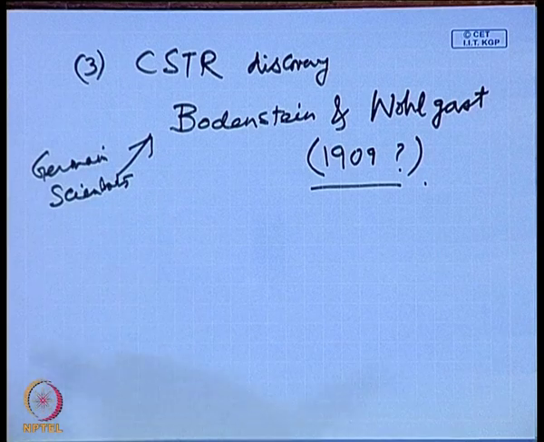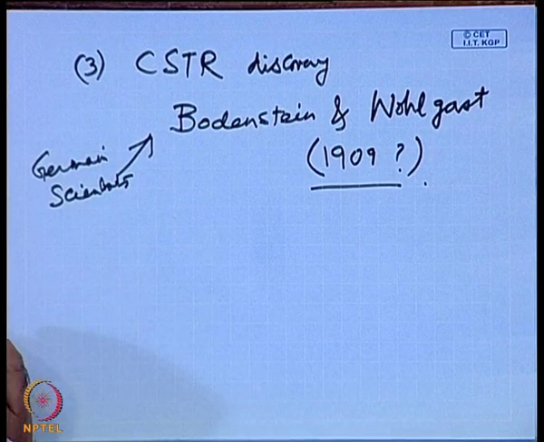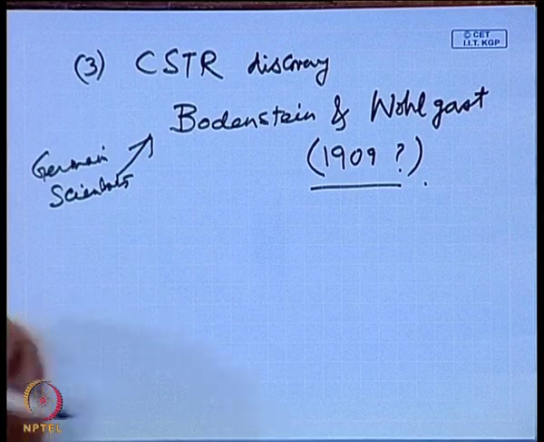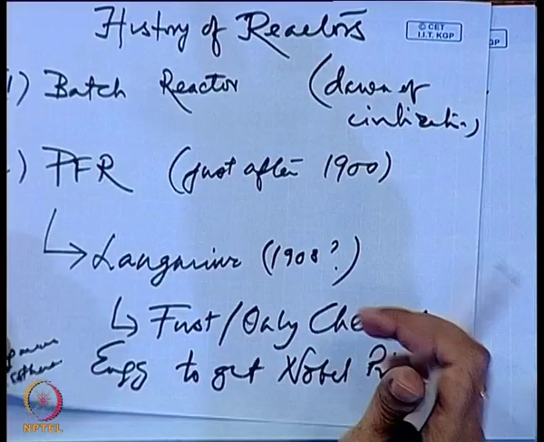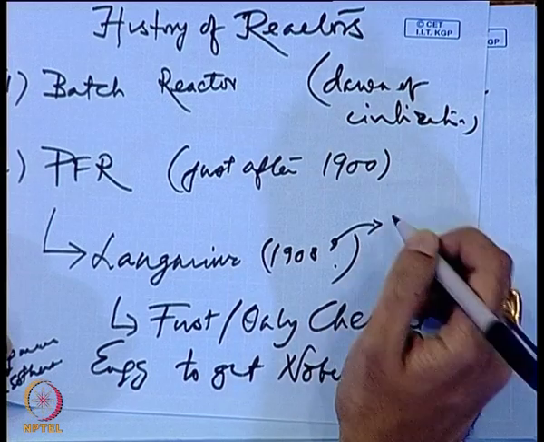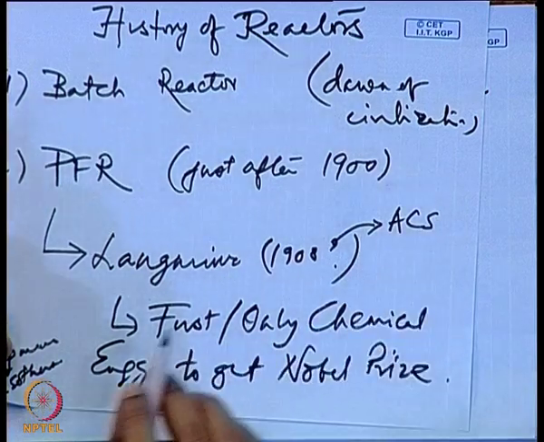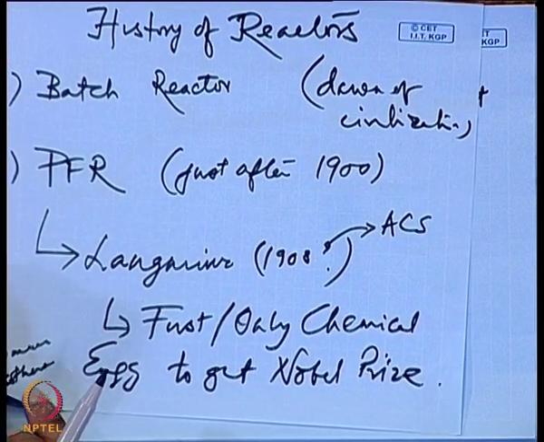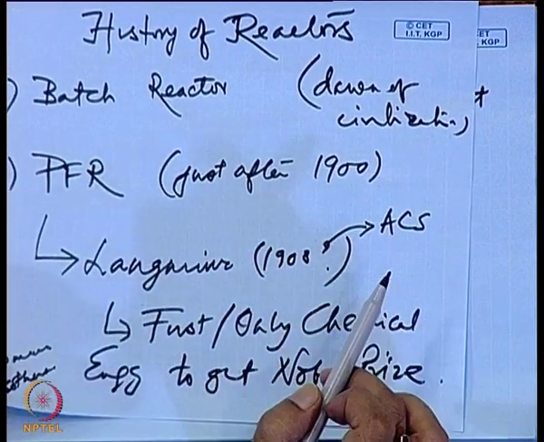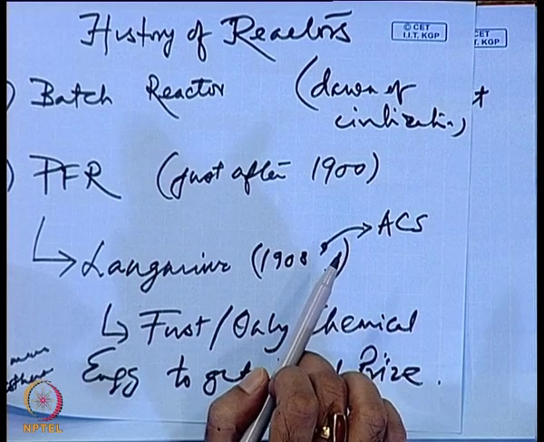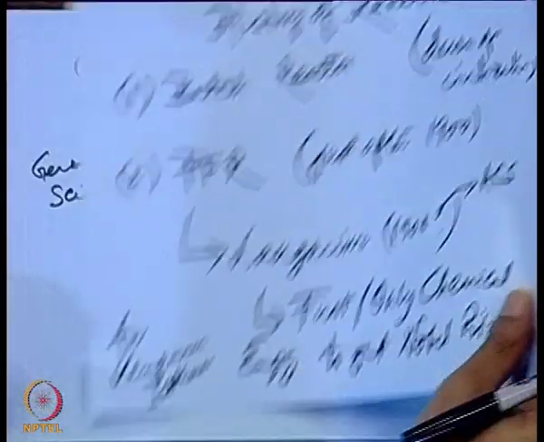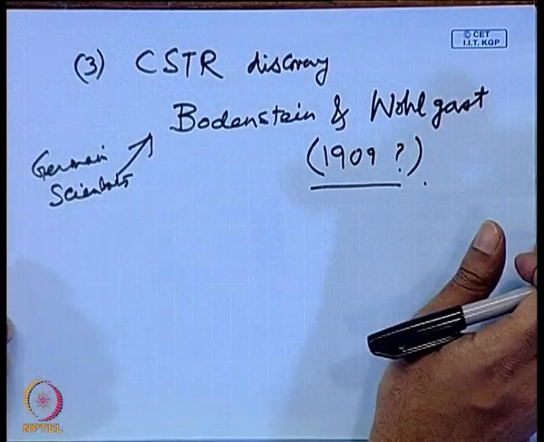They were the ones who discovered the CSTR. Now, this was published. Langmuir's paper, I remember, was published in the Journal of the American Chemical Society in 1908. I think I remember the journal. I'll give you all those references. I have these references with me, and I'll give you those in the next class, and you can have a look at that.